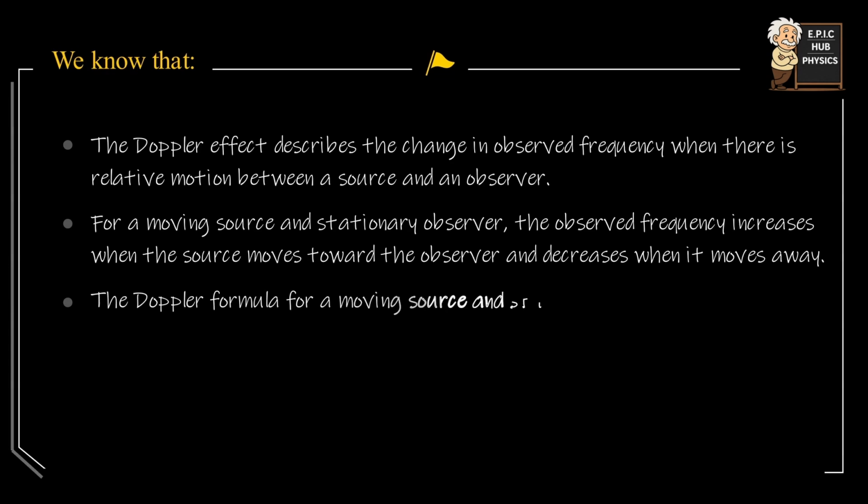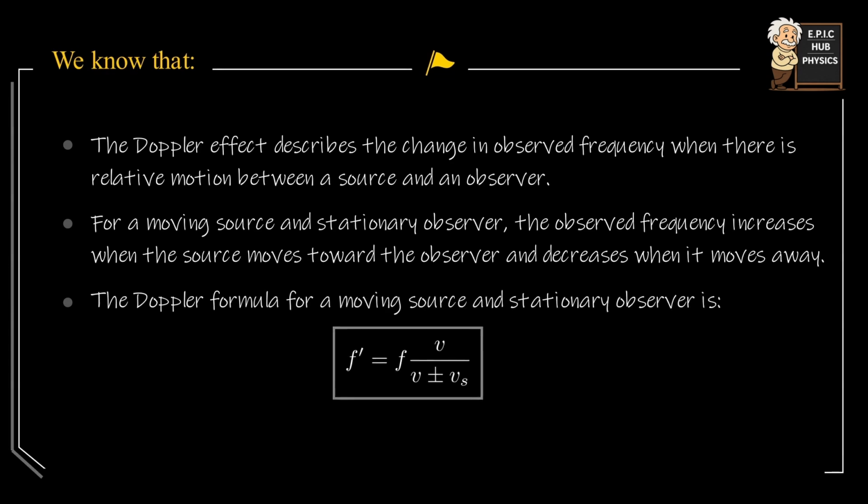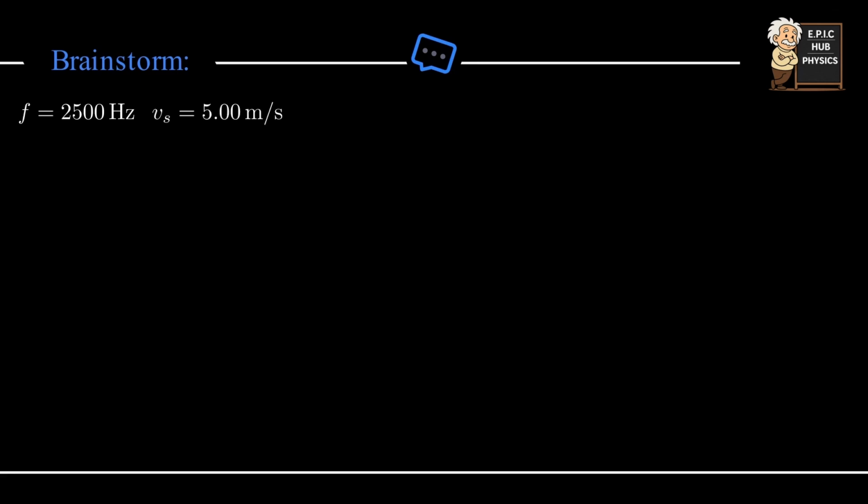The Doppler formula for a moving source and a stationary observer relates the observed frequency to the source frequency and the speed of sound as follows. Now let's work through the solution step by step. First, we list the quantities given in the question. The source frequency is 2,500 Hz. The speed of the sound source is 5 meters per second. The maximum observed frequency heard by the observer is 2,537 Hz.